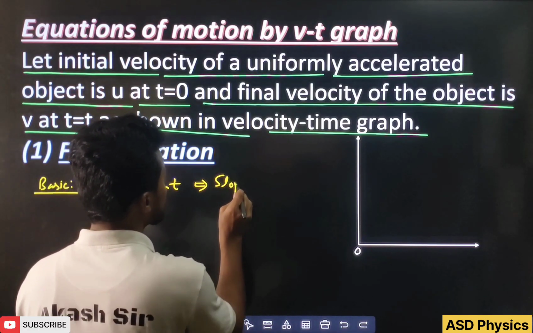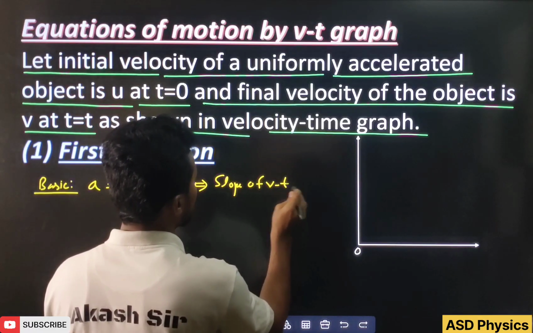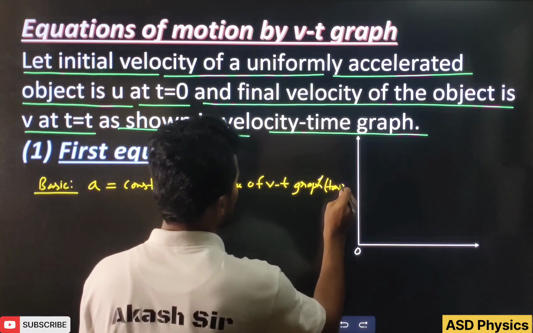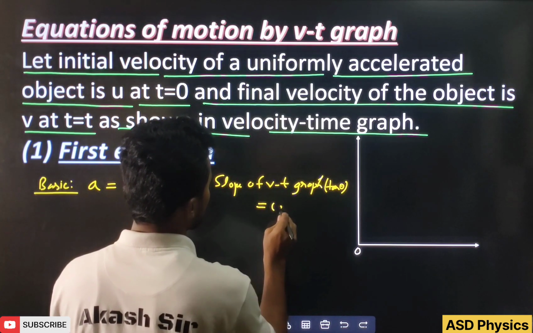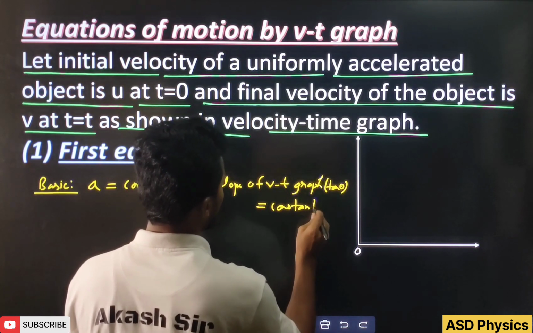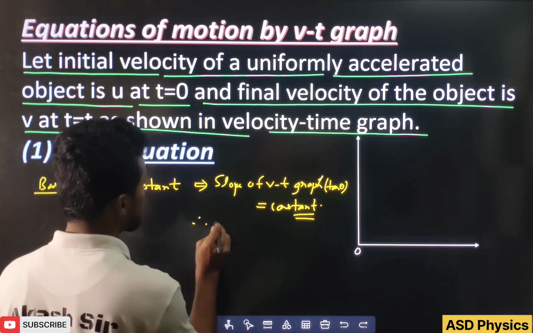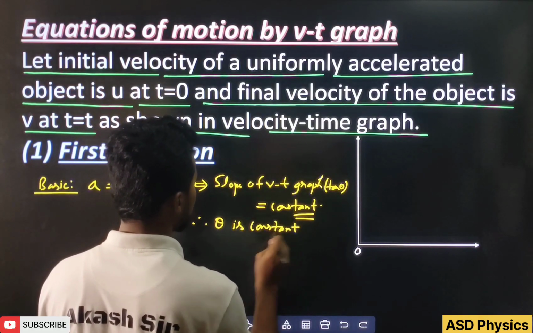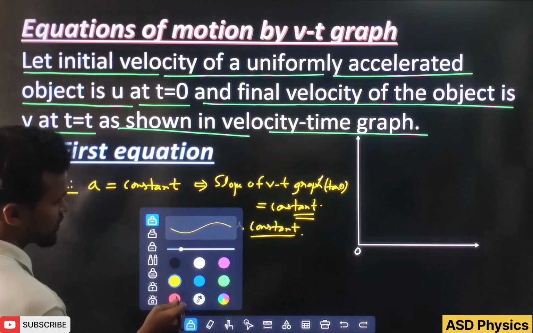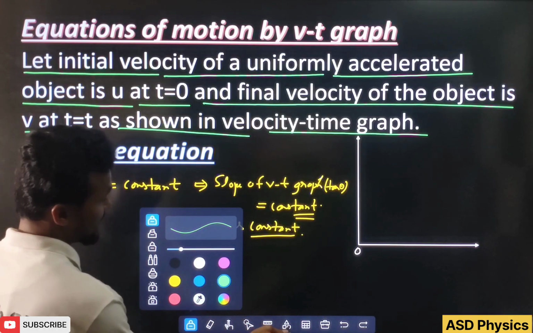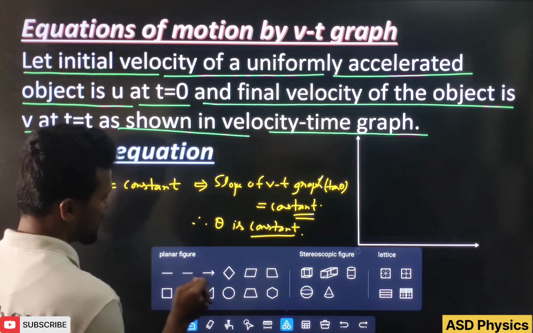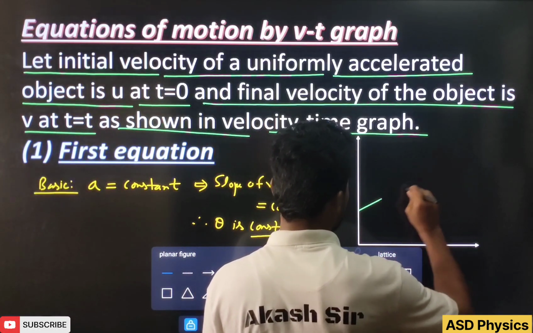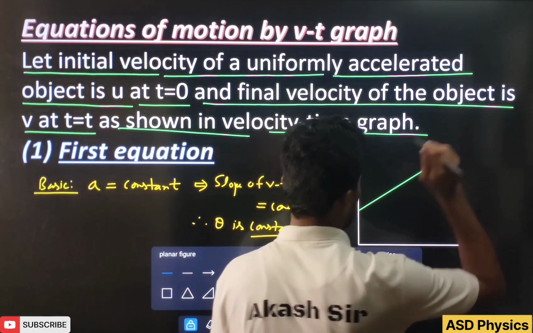So the slope of the VT graph, that is tan theta, should also be constant. That means this theta should not change. In which situation is theta constant? Theta is constant only when this is a straight line. So in a velocity time graph, it will go like this, a straight line.